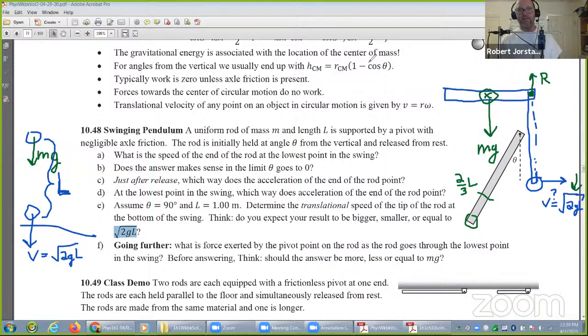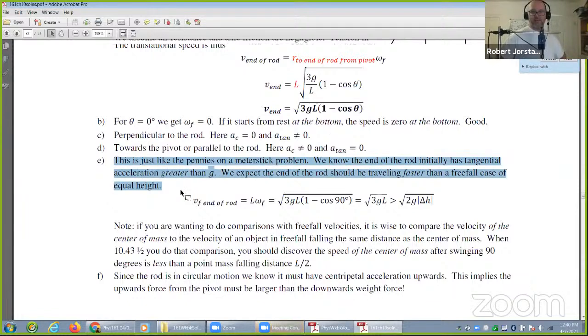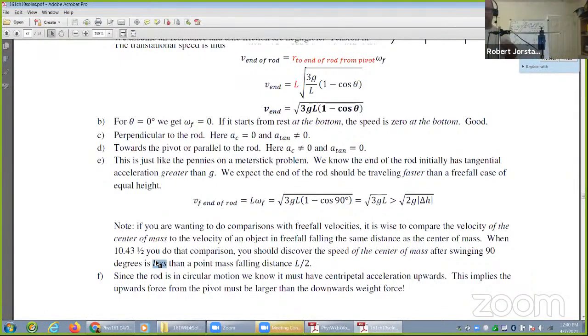All right, whatever. But if you wanted to learn, what you could do is do the math. Let me get into here. If we scroll down, there we go. This is just like the pennies on the meter stick. So the end of the rod actually goes faster. However, if we look at the center of mass, it turns out it's smaller. So the center of mass actually falls less rapidly, whereas the end of the rod falls more rapidly. Oh my gosh, that's crazy.